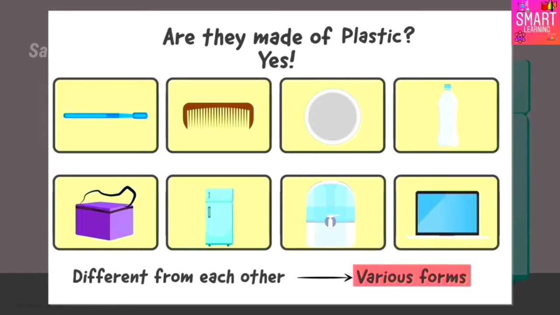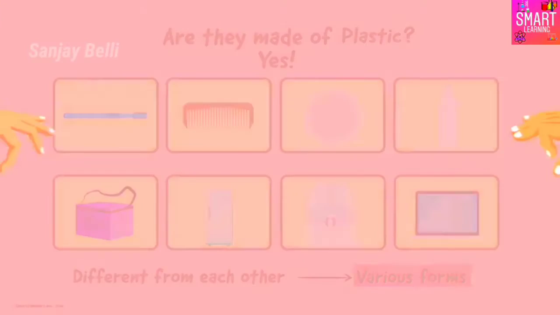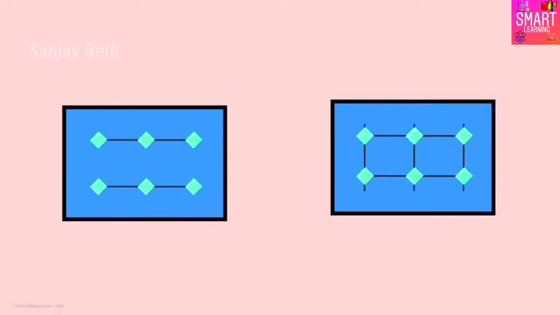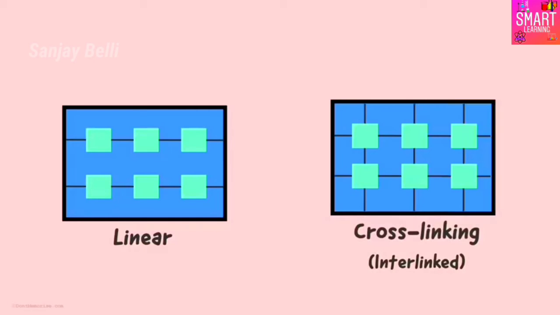To understand this, let us draw two figures. Can you tell me the difference between the two? Yes, the first one is linear in fashion, and on the other hand, the second one is interlinked. This type is called the cross-linking type. But why are we studying this now?